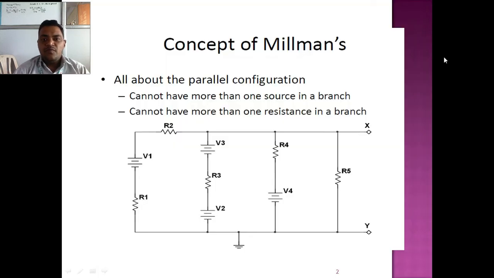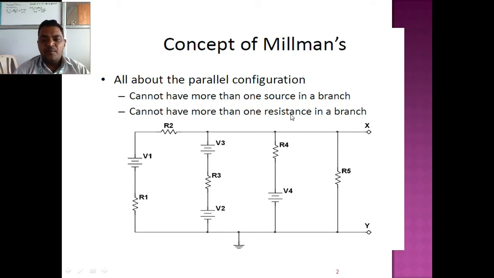The concept of Millman's theorem we have seen here. Basically, n number of voltage sources should be available. There are 1, 2, 3, 4 voltage sources available, all in a parallel configuration. You cannot have more than one source in a branch, and you cannot have more than one resistance in a branch. This is Millman's theorem.